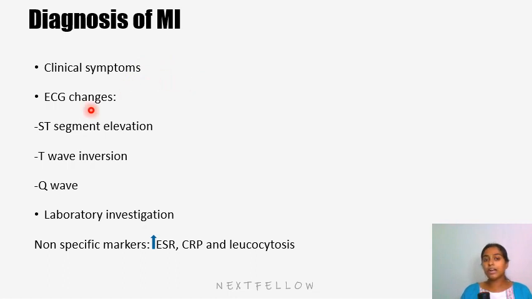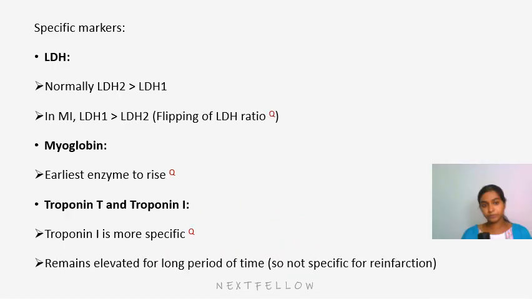Along with that, there will be the following ECG changes like ST segment elevation, T wave inversion as well as Q wave. So coming to laboratory investigation, we use both specific as well as non-specific markers. Non-specific markers are related to the inflammatory process only. So there will be increased ESR, CRP as well as leukocytosis.